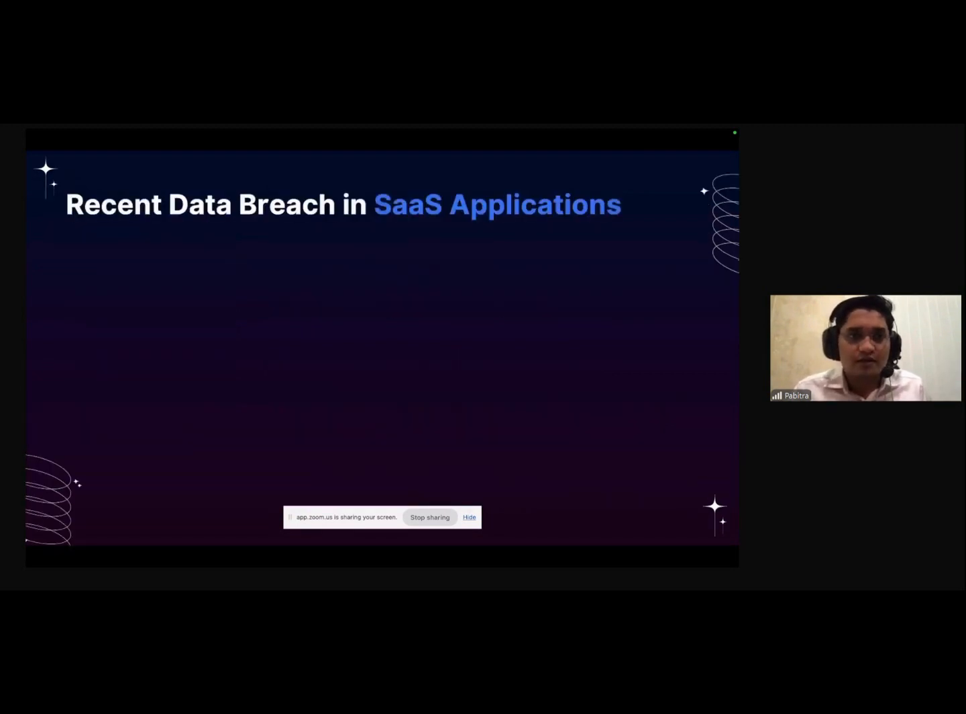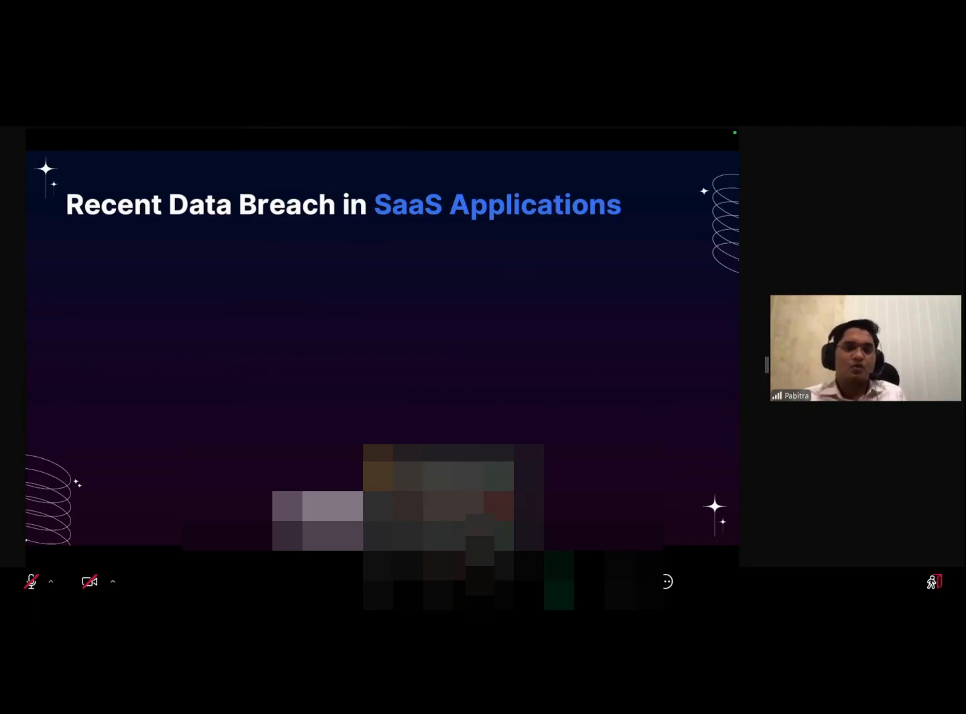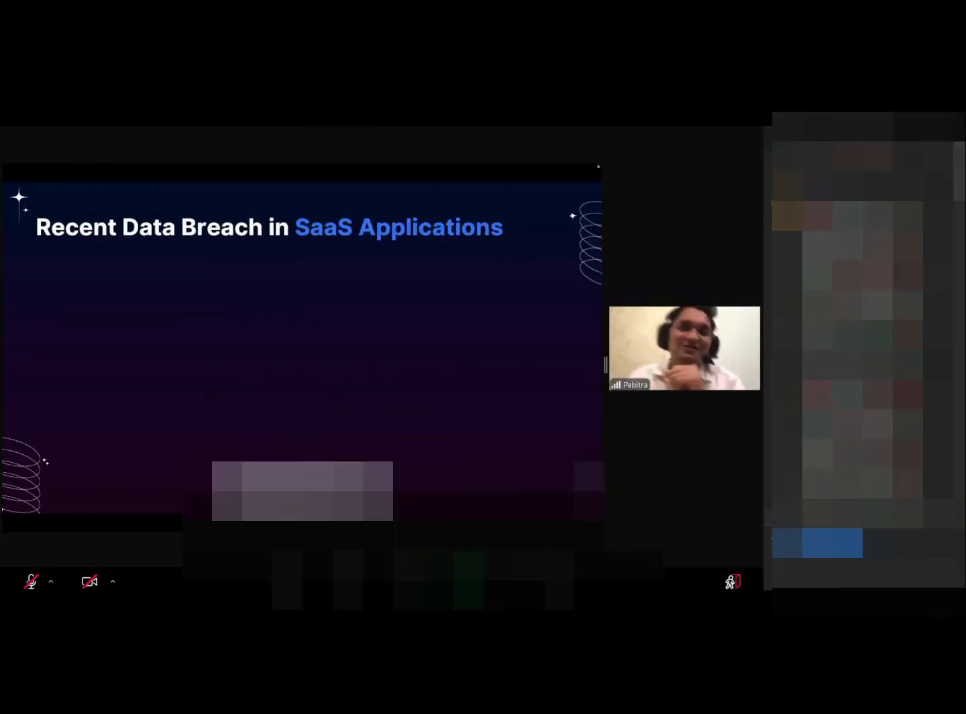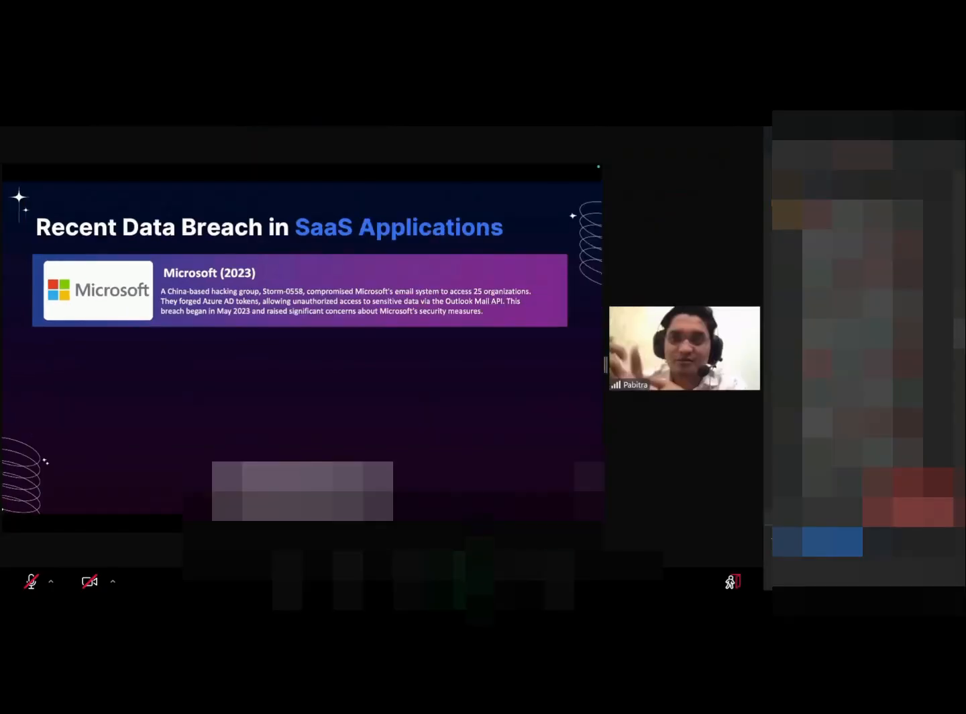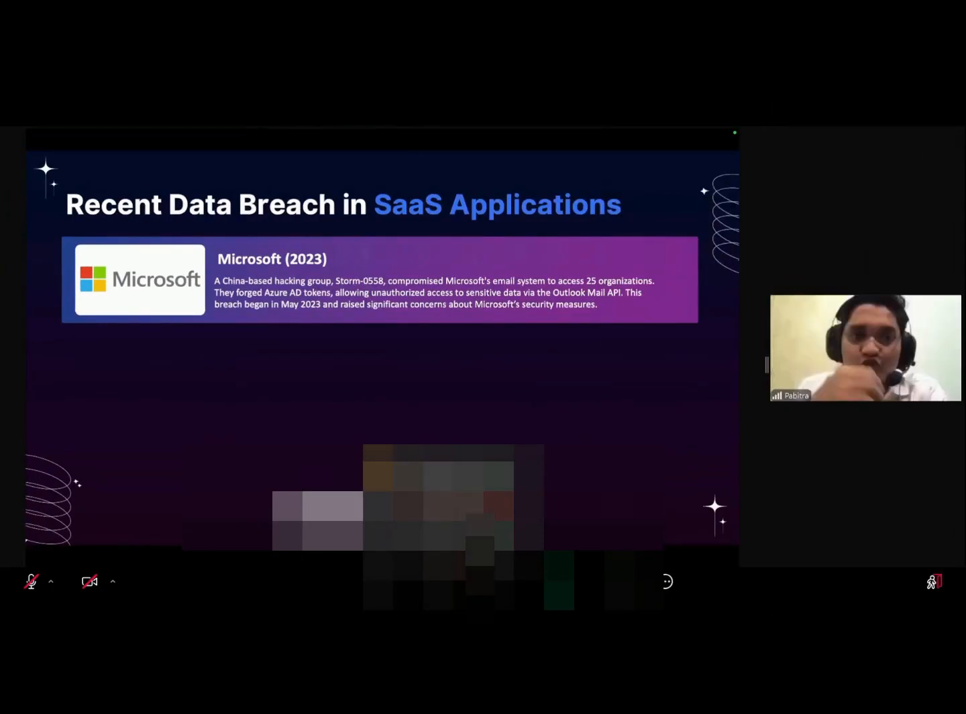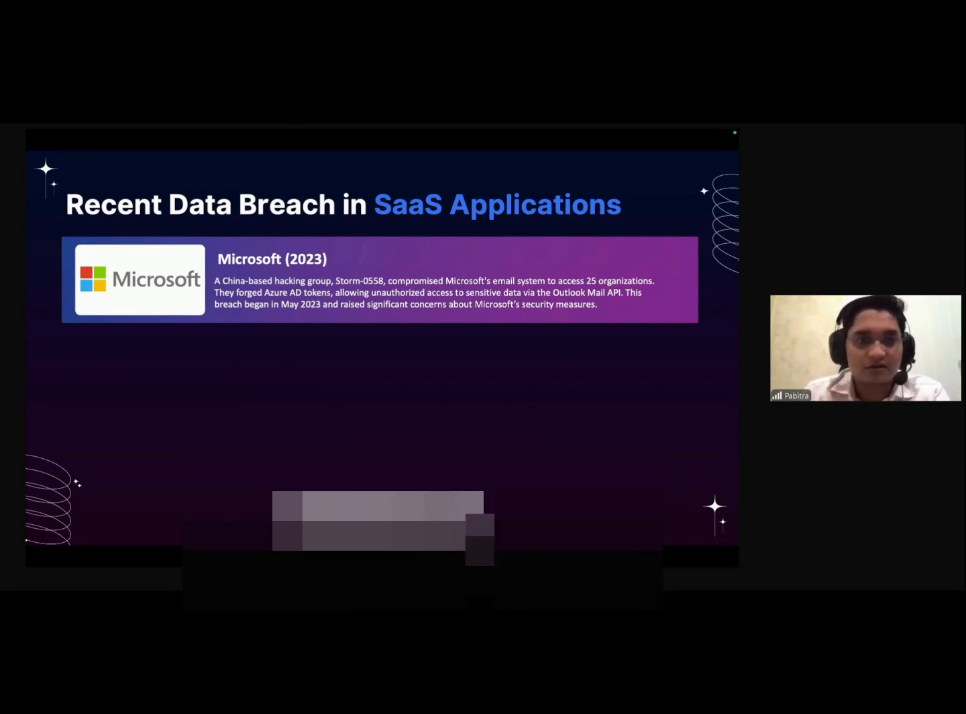So moving ahead, if I ask you what are the recent data breaches in SaaS applications, who are the biggest players in SaaS that recently got hacked? There are many big names actually. Starting with Microsoft. Microsoft's Outlook mail API got hacked by a China-based hacking group in May 2023. So that is a SaaS product that got hacked.